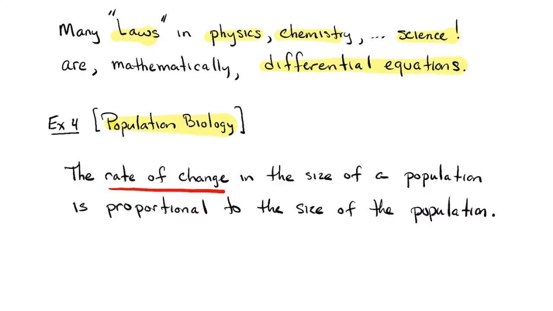Buzzwords here: rate of change, it's a derivative, right? So the rate of change means it's a derivative. So that's why this is a differential equation. It's saying that that rate of change is equal to something. So that's why it's an equation. And then this part is telling us what it's equal to. It's proportional to the size.